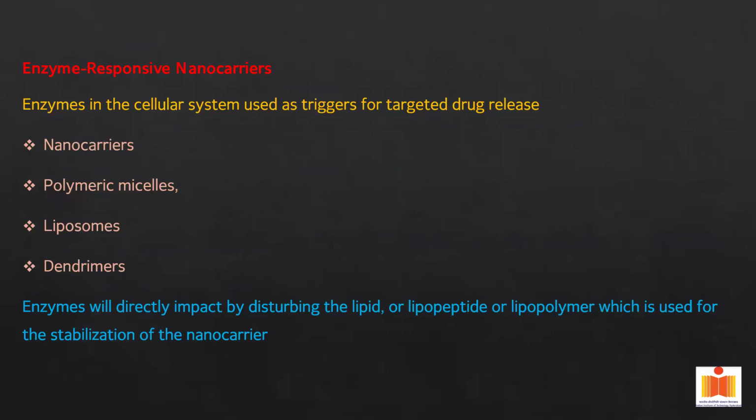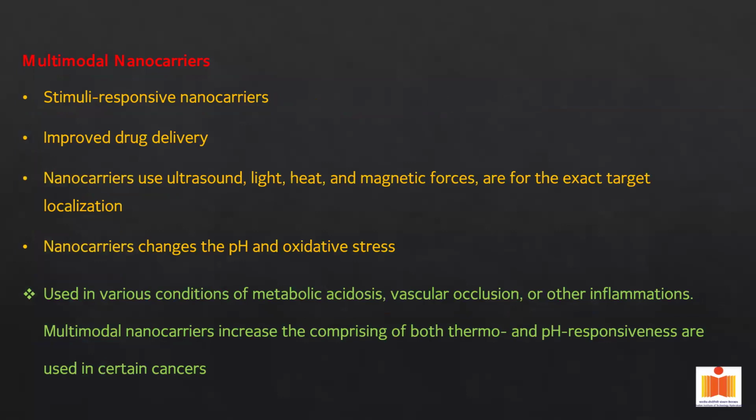So enzymes. Now, again, enzymes are equally important. We talk about cells. In any cell, we have biological processes where the cellular mechanism is based on enzymes. So different enzymes will be there. Again, they are used as triggers, by using nanocarriers: micelles, liposomes, dendrimers. These enzymes will impact directly on the lipid or lipopeptide or lipopolymer, which is used for stabilizing the nanocarrier. So you need the nanoparticle also to be stable. And again, ultimately, it will result in improved drug delivery with a better stimulus.